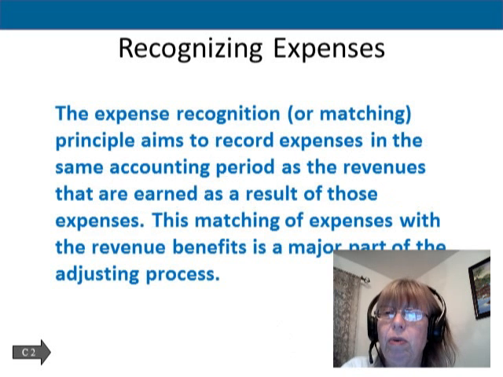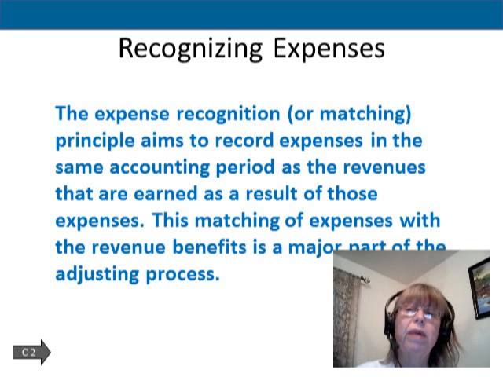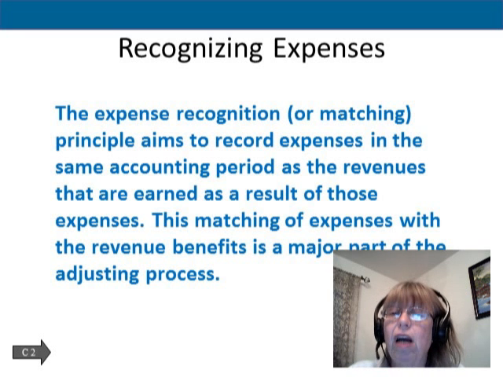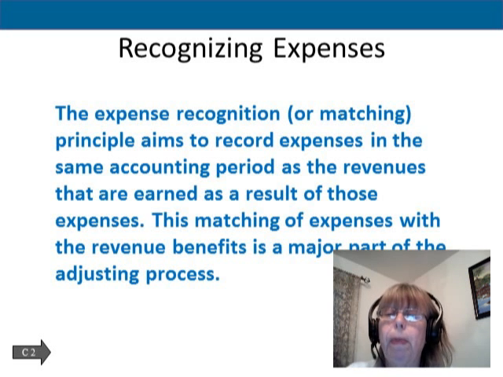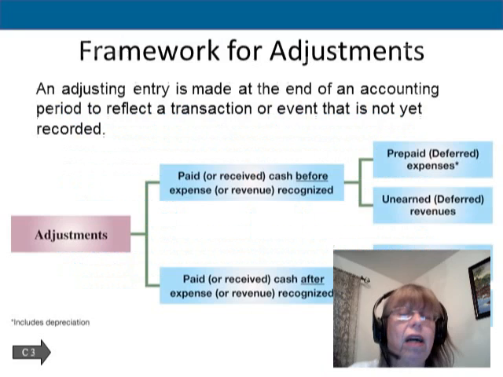The matching principle, which is now called the expense recognition principle, says that we should record expenses in the same accounting period as the revenues that are earned as the result of those expenses. So if it costs you something to make something or sell something or do something, you should record that cost, that expense, at the same time that you record the revenue, so that you're matching it against that revenue, because remember, revenues minus expenses gives you your net income. And this matching is a major part of the adjusting process.